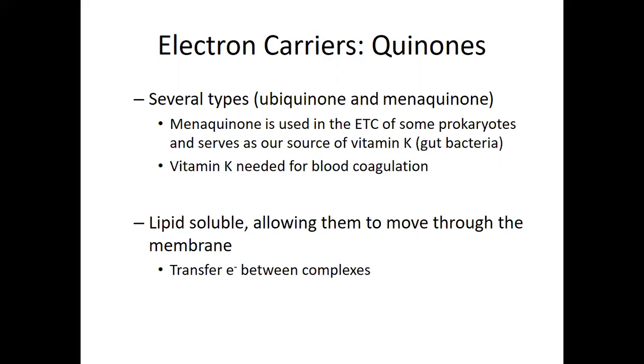So you have ubiquinone, which you find in your cells, an important electron carrier, right? You also have ubiquinone in some prokaryotic cells. Some prokaryotic cells also possess menaquinone, right? And menaquinone is part of the electron transport chain for prokaryotic cells. It also is an important source of vitamin K, all right? And vitamin K is important for blood coagulation.